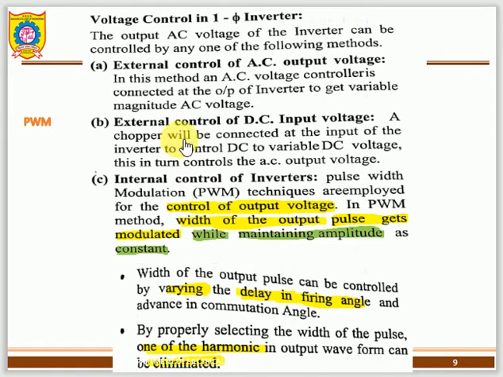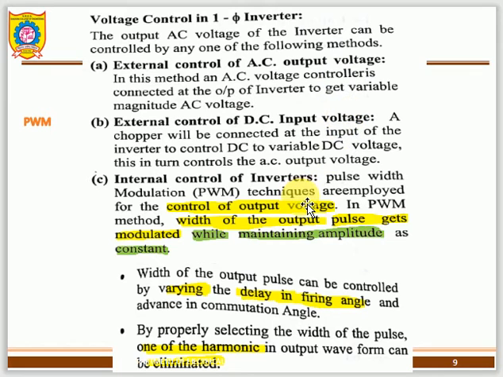The next one, external control of the DC input voltage, means what? My inverter is fixed, DC to AC. The input of the inverter comes from one more converter, a chopper. So a chopper followed by an inverter. The chopper is DC to DC, so a variable DC is given to the input of the inverter, and the output is also variable AC. That is called external control of the DC input. This is how it is generally classified.